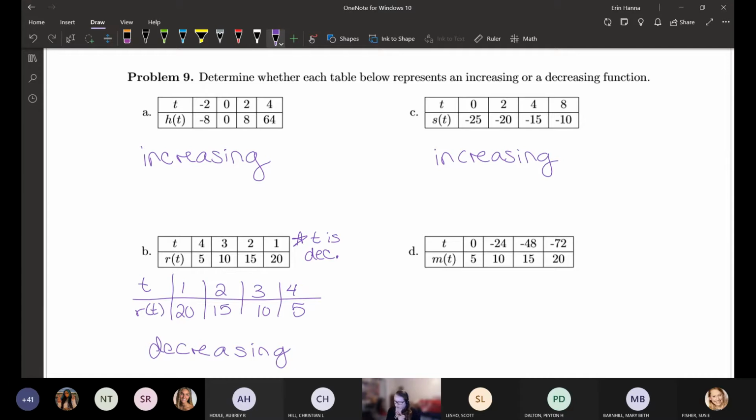Since those values are increasing, this would be an increasing function. And then in part D, we have that tricky situation happening again where T is decreasing. Now don't assume that just because T is decreasing, it's going to be a decreasing function, because this is also going to turn out to be a decreasing function. That's not always the case.